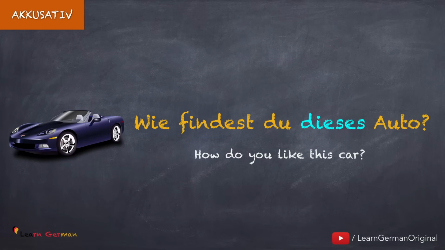Wie findest du dieses Auto? Du is the nominative Subjekt and dieses Auto is the accusative Objekt. Since the definite article remains the same in the case of nominative and accusative for neutrum, even the demonstrative article remains the same. For both the cases, nominative and accusative, we use dieses.